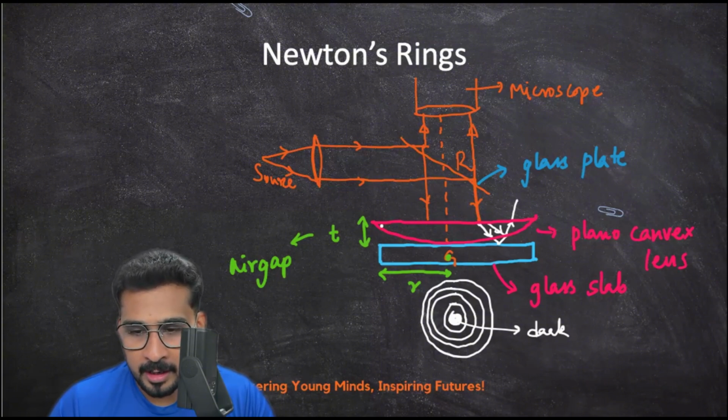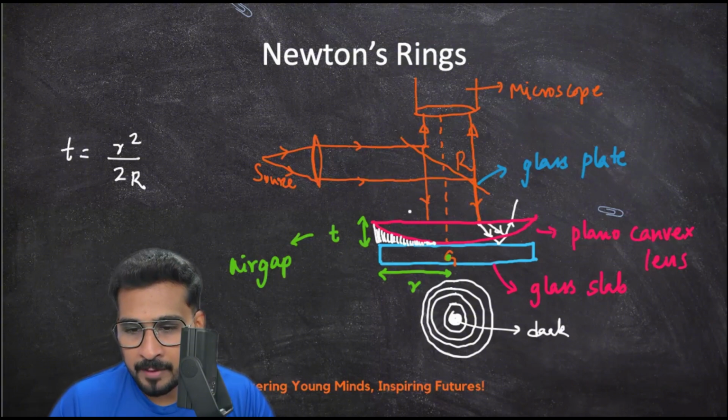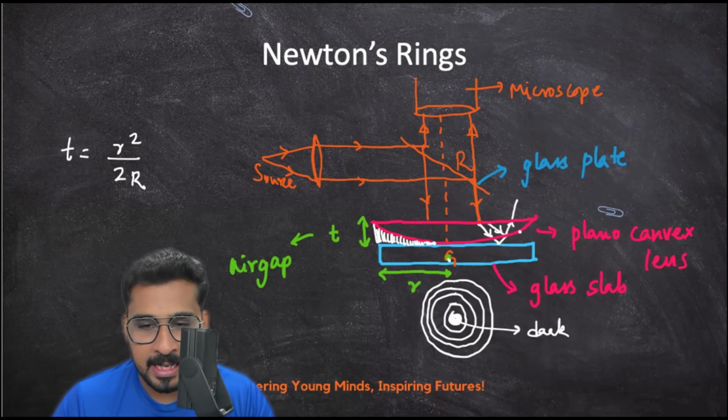As you can see here, the air gap lying between the plano-convex lens and the glass slab is varying. This air gap is given by the formula t = r²/2R. This is a formula that we need to remember, where the air gap varies. Here r is the distance from the center to the left or right side, and capital R is the radius of curvature of the plano-convex lens. The derivation of Newton's ring is not as important from your examination point of view.